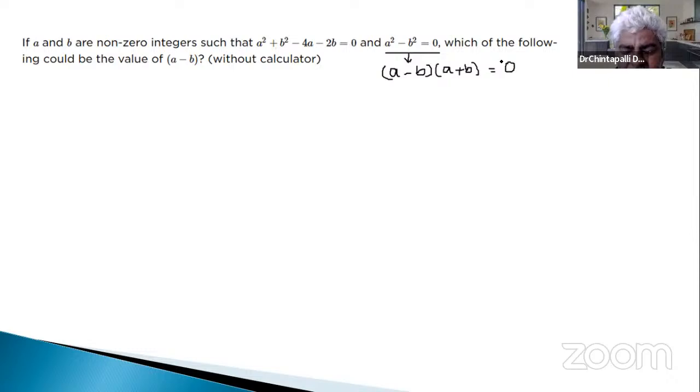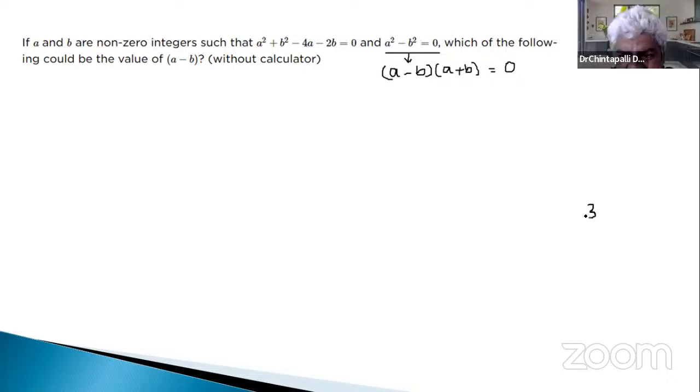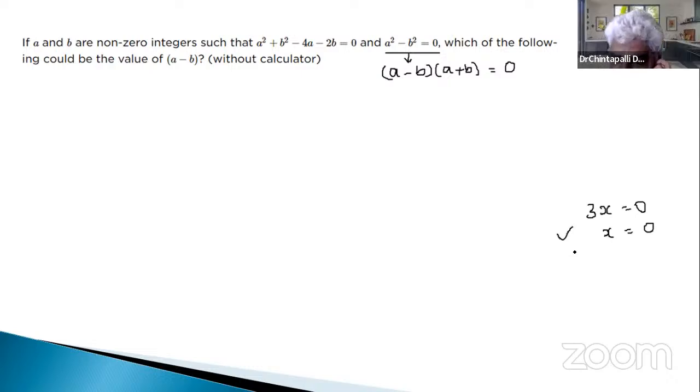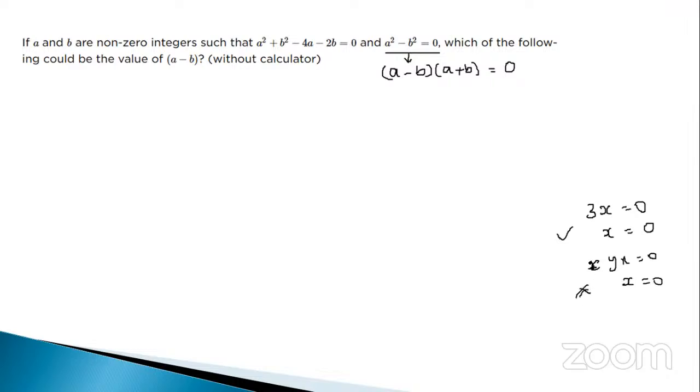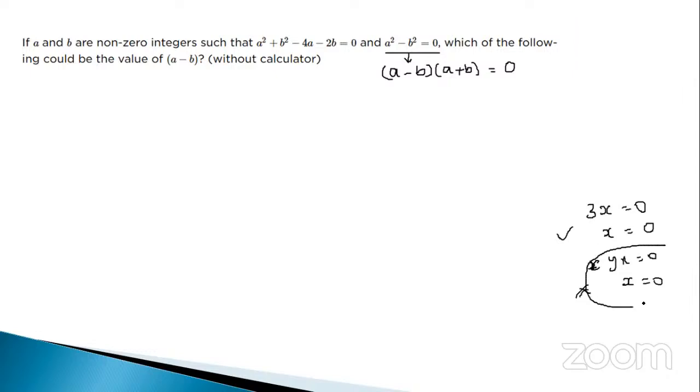Let me tell you one thing here. Generally, if 3x is equal to 0, then x is equal to 0. It's correct. But if yx is equal to 0, then x is equal to 0 is not correct. It is not a mature calculation. It is called an immature calculation.